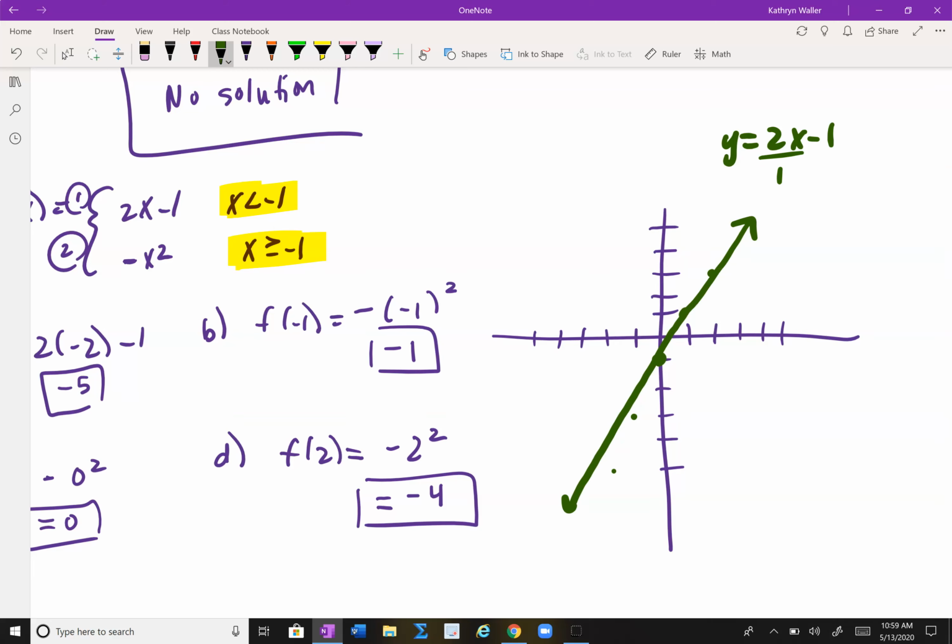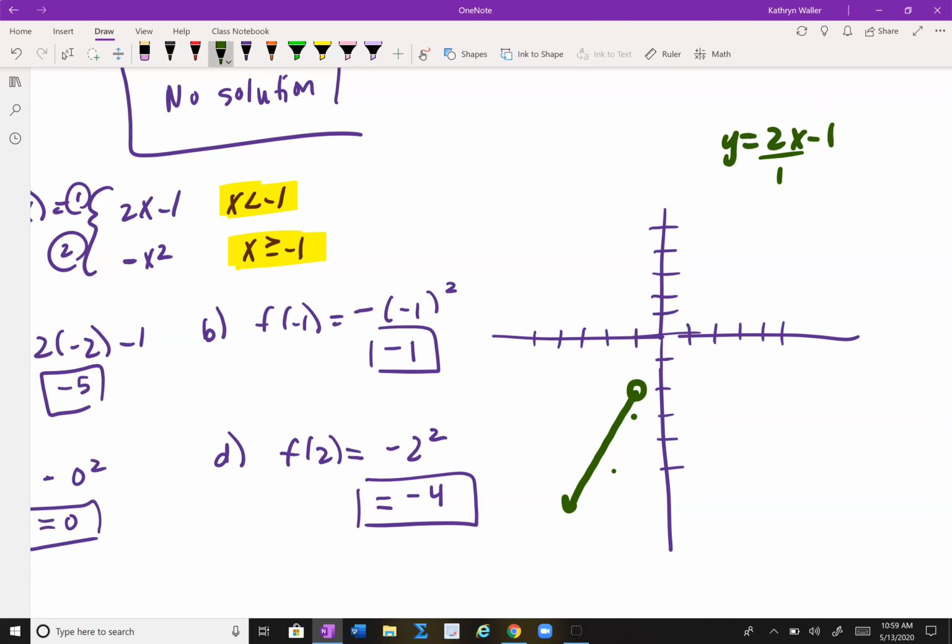And that graph is only supposed to be there if x is less than -1. So here's -1, less than is that way. So I'm going to get rid of everything that's greater than -1, and then I have to fix my lovely graph. There is no equal sign, so on the end of that, it's going to be an open circle.